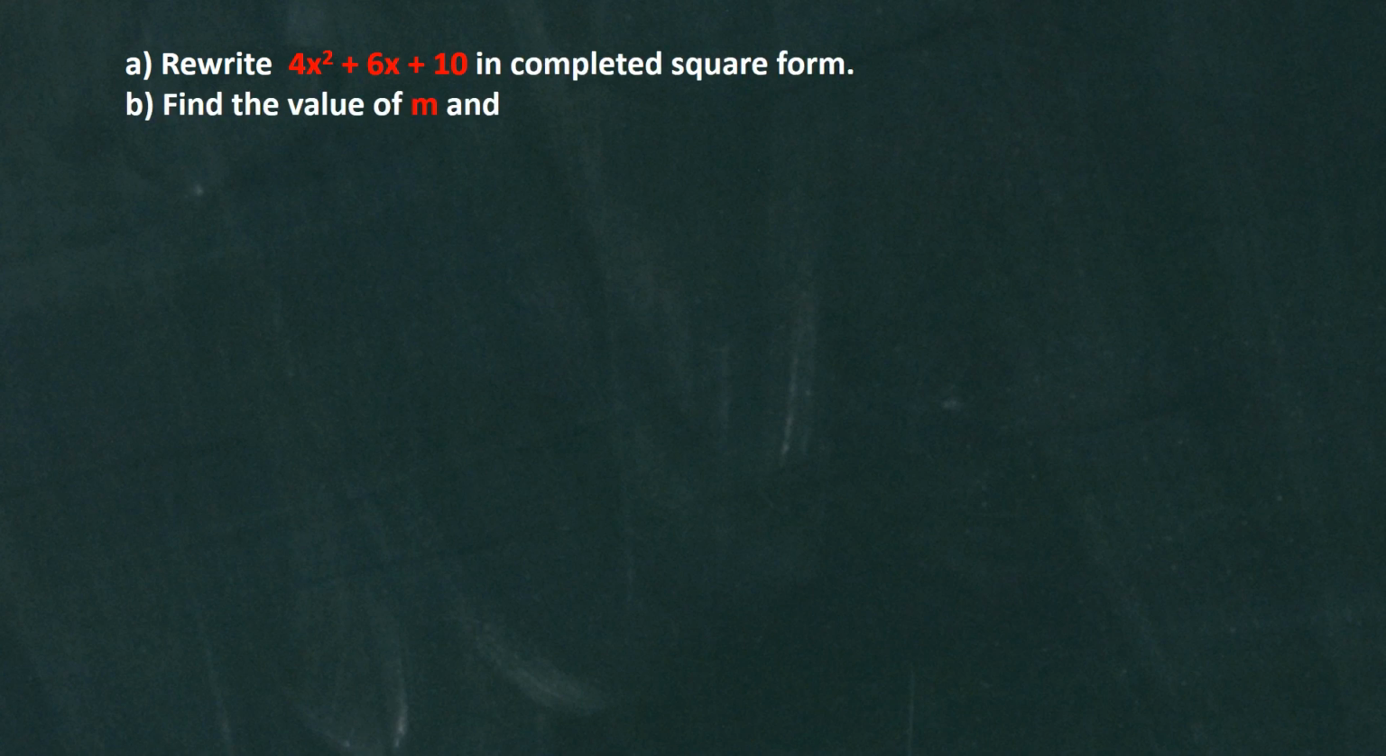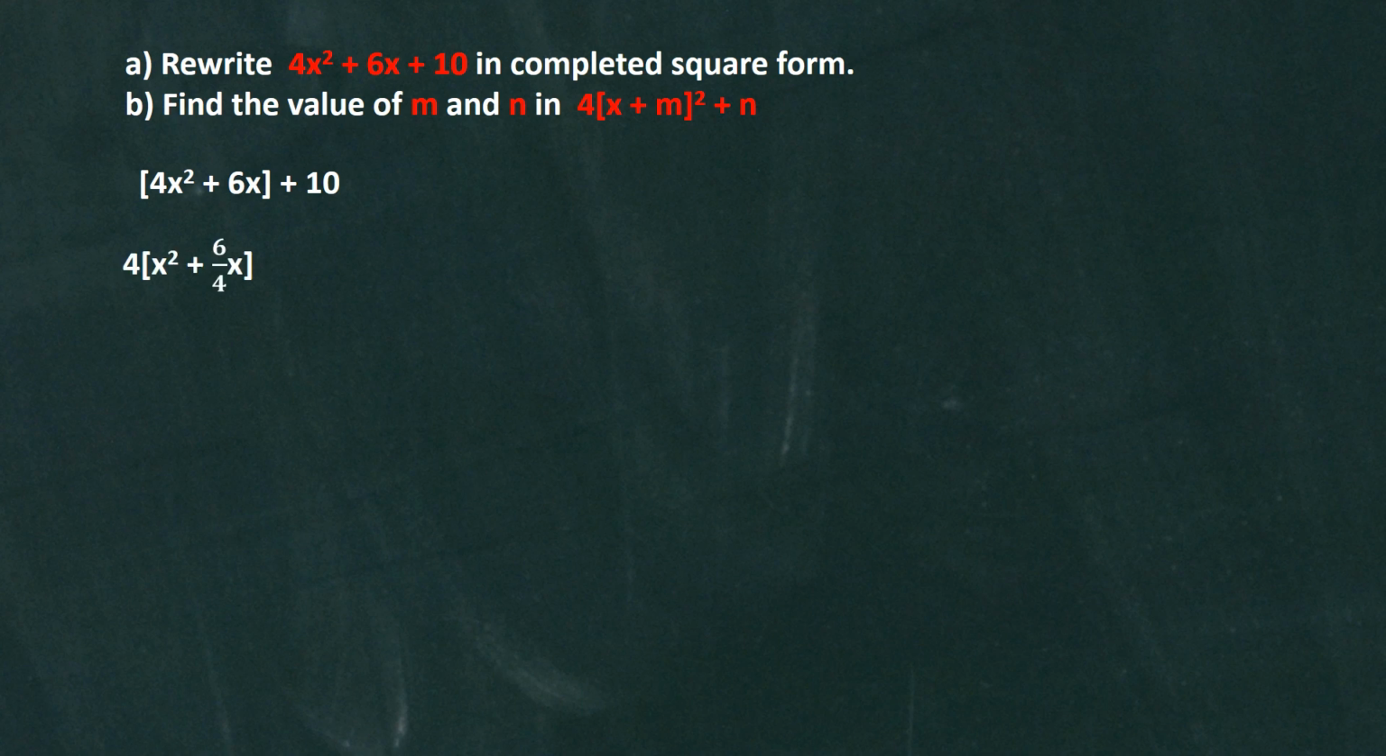In this example, we are required to find the completed square form of 4x squared plus 6x plus 10. And after that, find the values of m and n in the quadratic expression 4 into x plus m squared plus n. Now to do this, we're going to look at only the first two terms and attempt to complete the square so that we have a completely new expression.